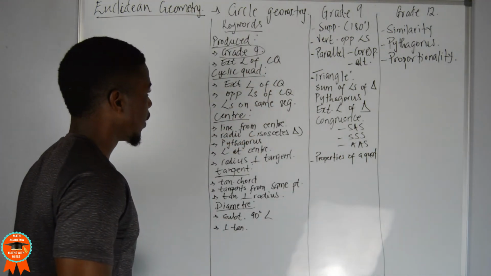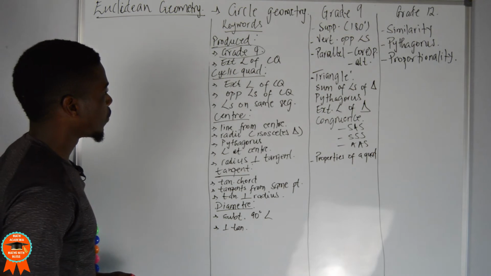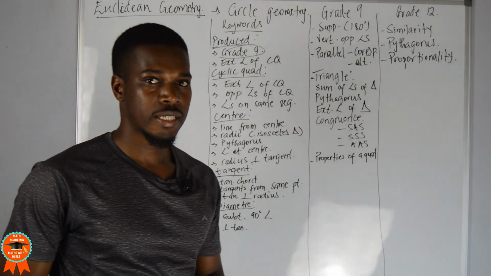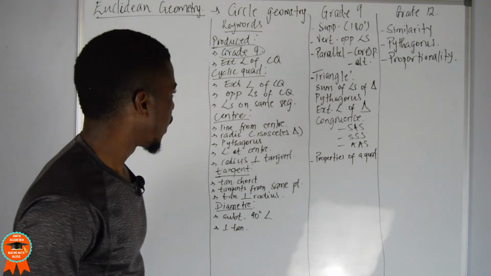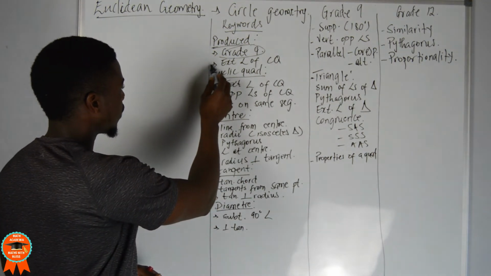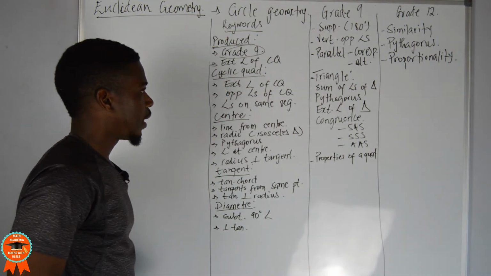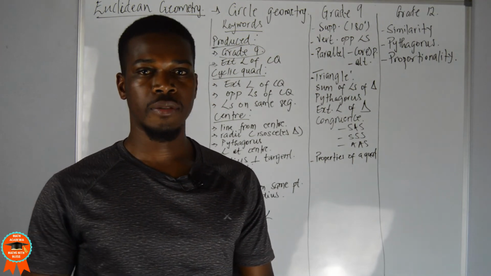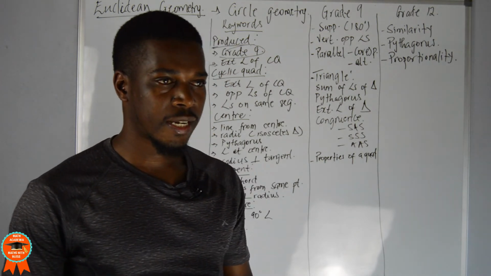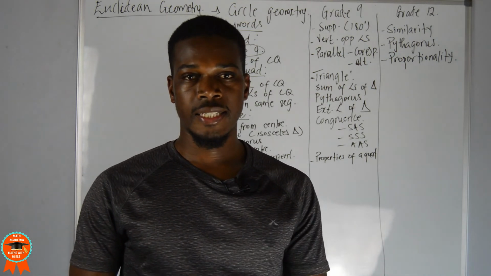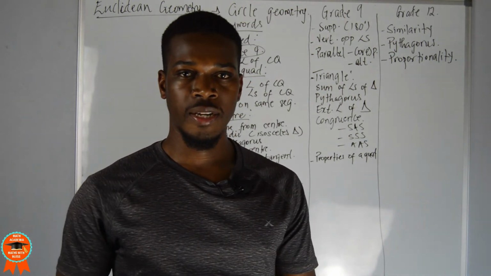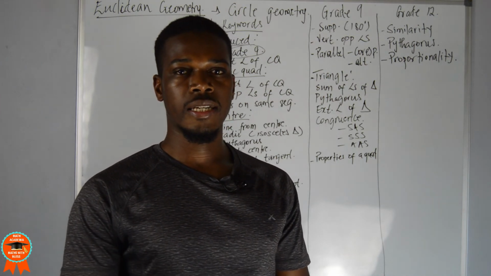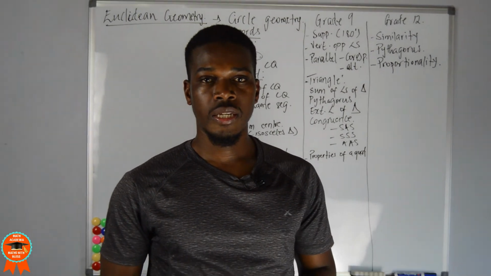So in grade 11, we have the keywords I've talked about. Produced: whenever you see produced, you must look for grade 9 concepts. And then the next theorem you need to look for is the exterior angle of a cyclic quad. When a line is produced, it means that on the quadrilateral, the line is not ending at that angle. It extends over. The moment it extends, it creates an exterior angle. That exterior angle can be of a quad or a triangle.